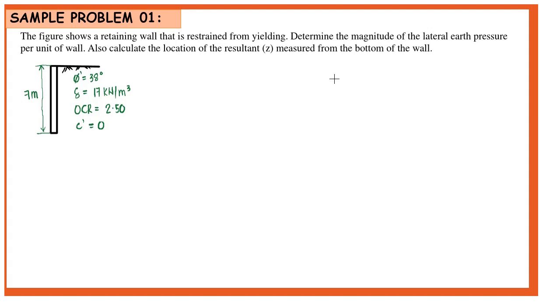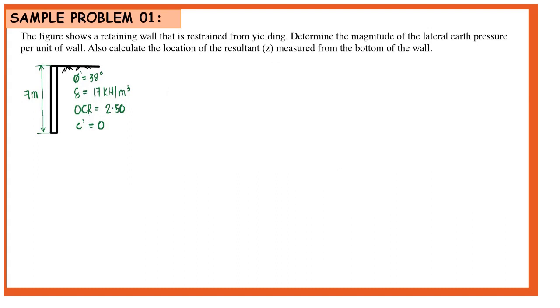Okay, we have here sample 1 for lateral earth pressure. The figure shows a retaining wall that is restrained from yielding, so we have pressure at rest. We have to determine the magnitude of the lateral earth pressure per unit of wall. Also, we have to calculate the location of the resultant D measured from the bottom of the wall.